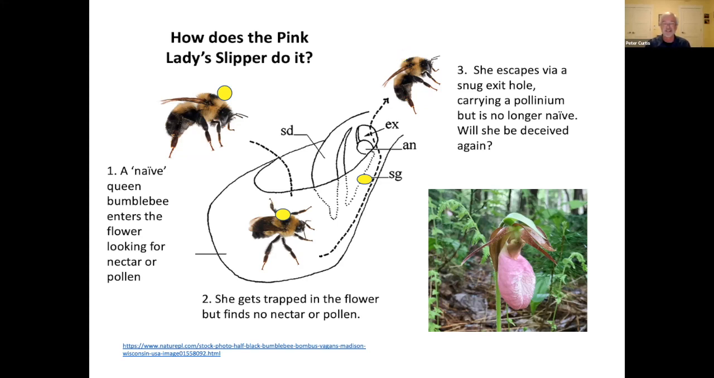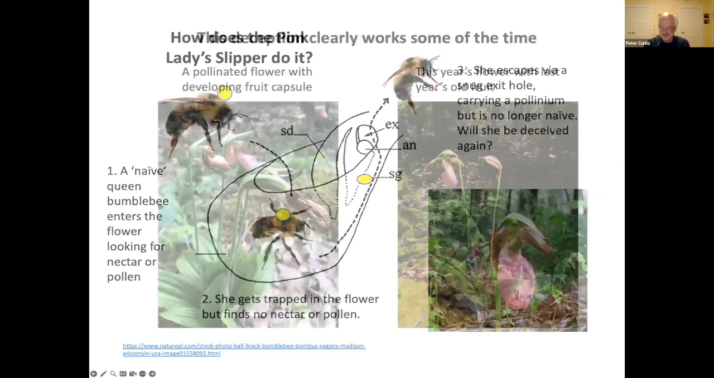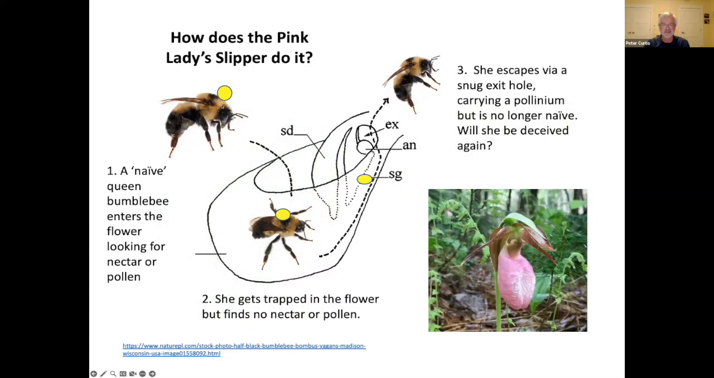So in my little cartoon, she now is, whoops, let me go back here. She's got a pollinium on her back. She ends up down in the flower with the pollinium. I skipped through this too quickly. Yeah, it doesn't matter. As she's pulling her way out, she ends up depositing this pollinium on the stigma, the receptive surface, and then exits again, no longer naive. So that's what has to happen for this orchid to be pollinated.